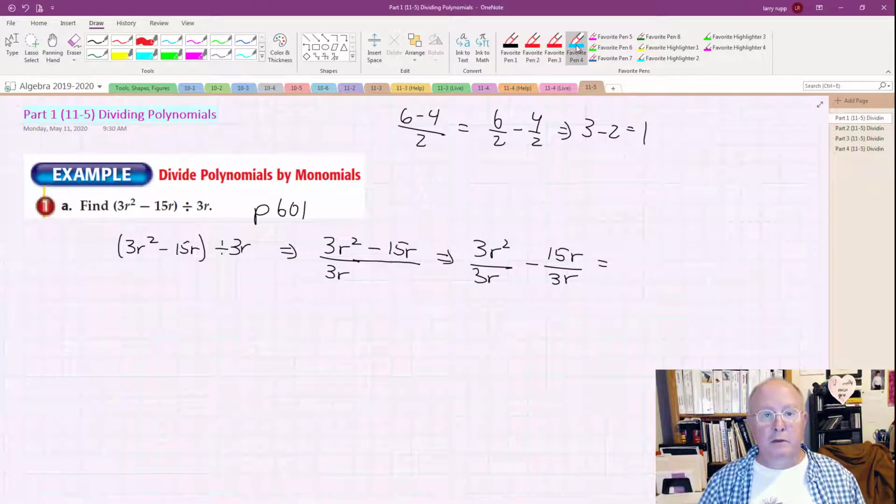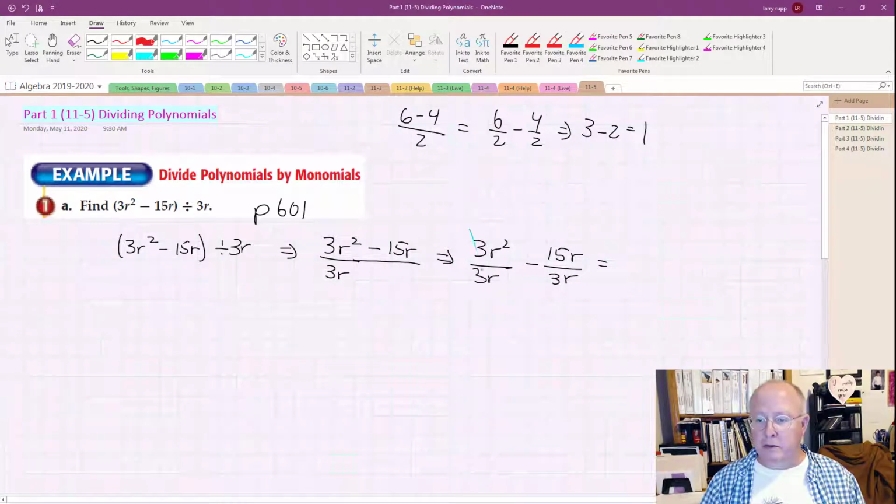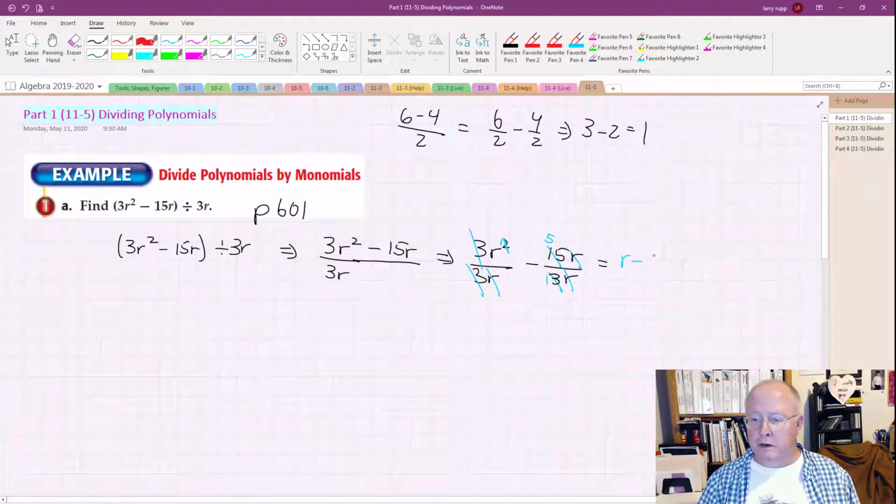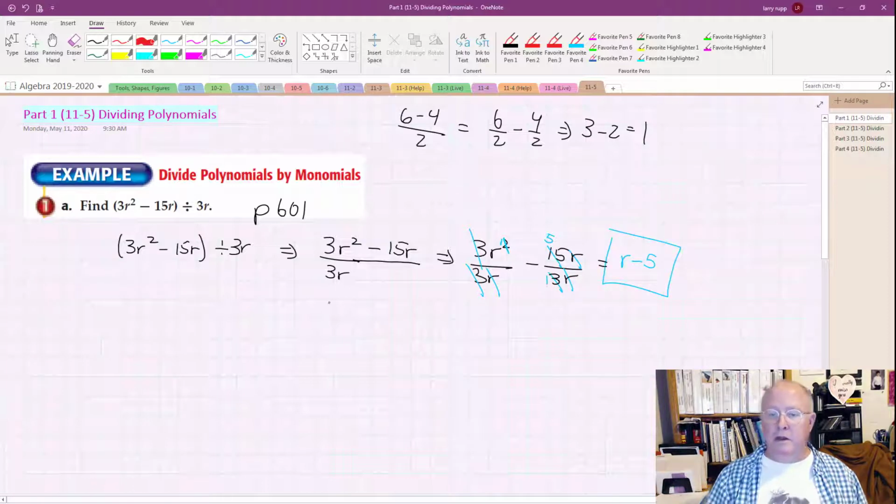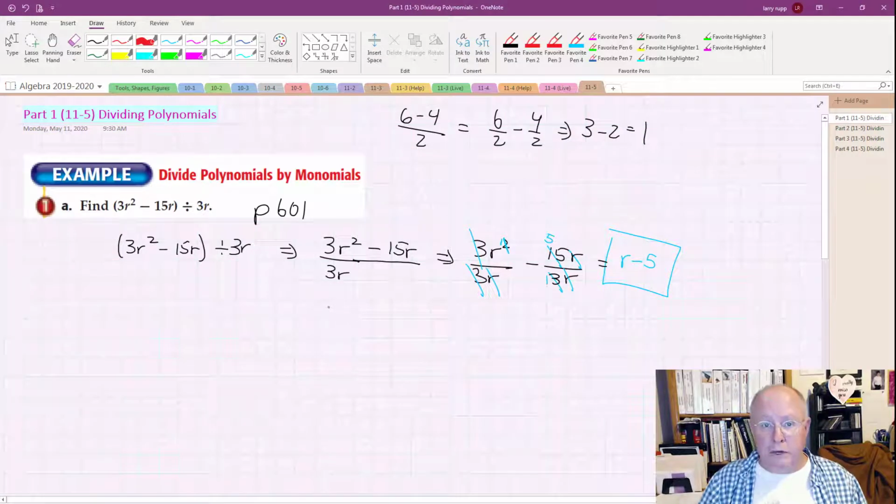Out comes the pen. We love to cancel, right? So we have a 3 and a 3 that can cancel. We have an r downstairs that will cancel with one of the r's up here and leave just r to the first. Over here, 3 goes into 3 once, 3 goes into 15 5 times, and the r's go away. And so what you're left with is r minus 5 over 1, or just r minus 5. Now, that's one way to do this.